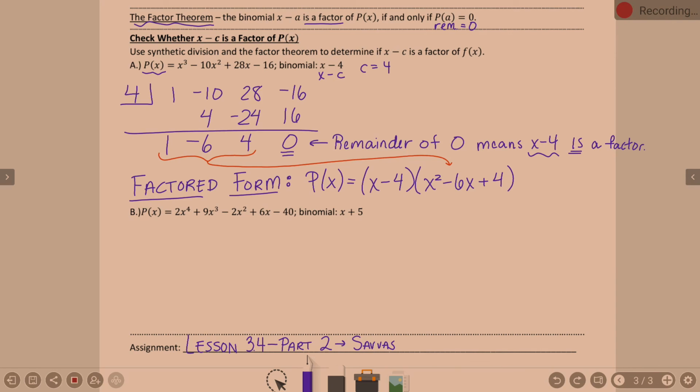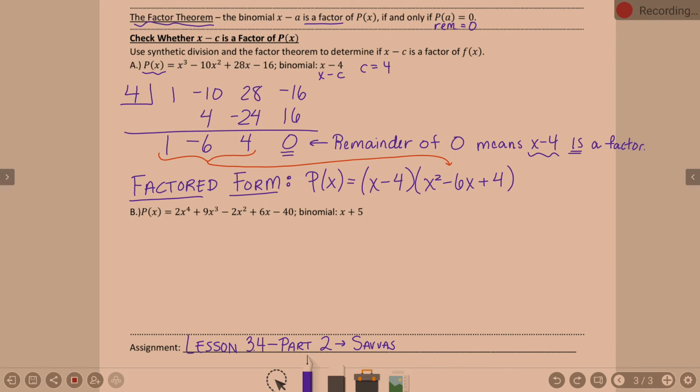Okay, one more example. I want to know, is x plus 5 a factor of p of x in part B? Why? How do I decide? Well, the first one was yes, so the second one's going to be no. There you go. There's the teacher logic. I gave you an example of yes, so the answer is no. Can we just skip it and move on to homework then? Might as well. Okay, how do we figure out this no?